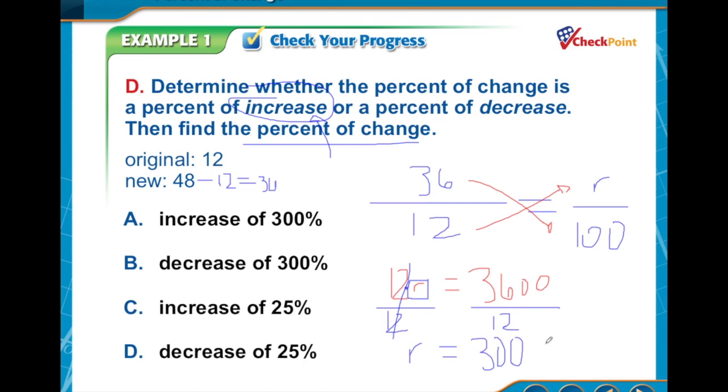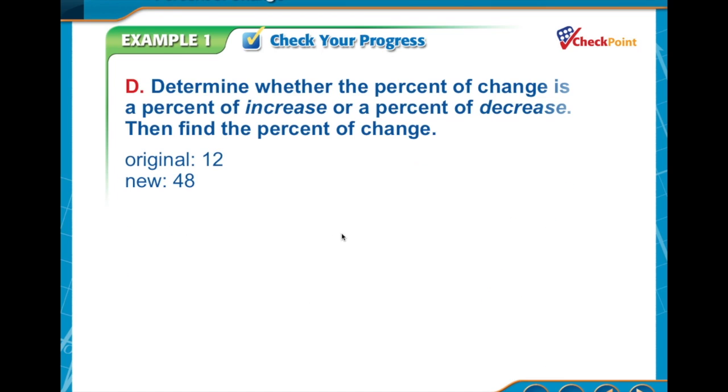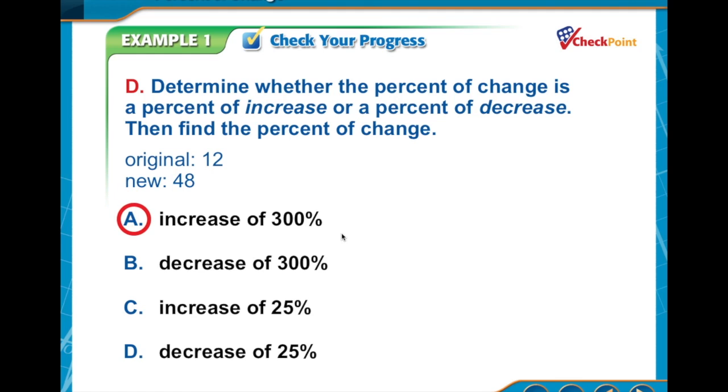And remember that R is always a percentage. So our percent of change is an increase. So we know those are wrong. It's an increase of 300%. So do we see that as an answer choice? Yes, we do. That has to be answer choice A. Just a few steps and we solve it.